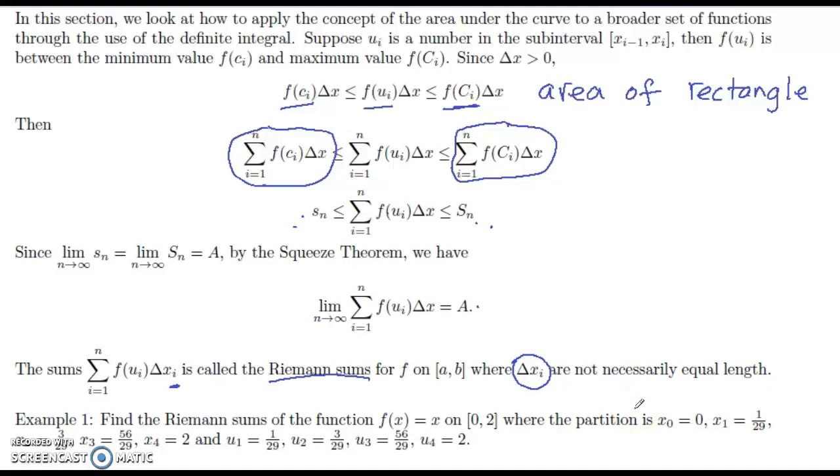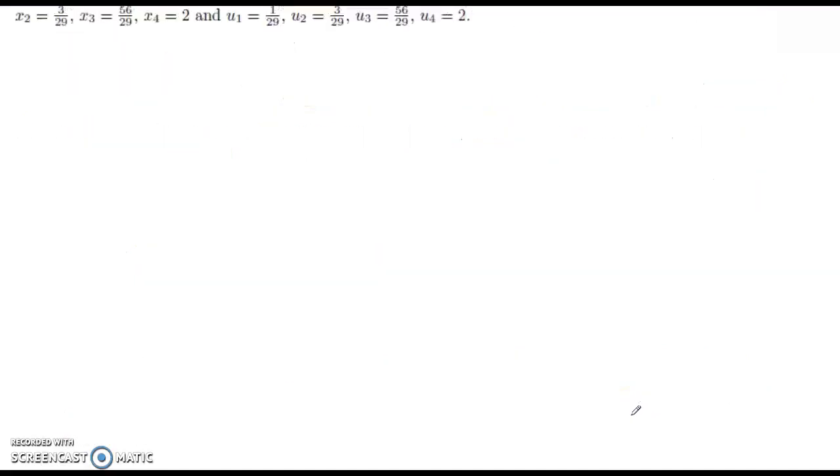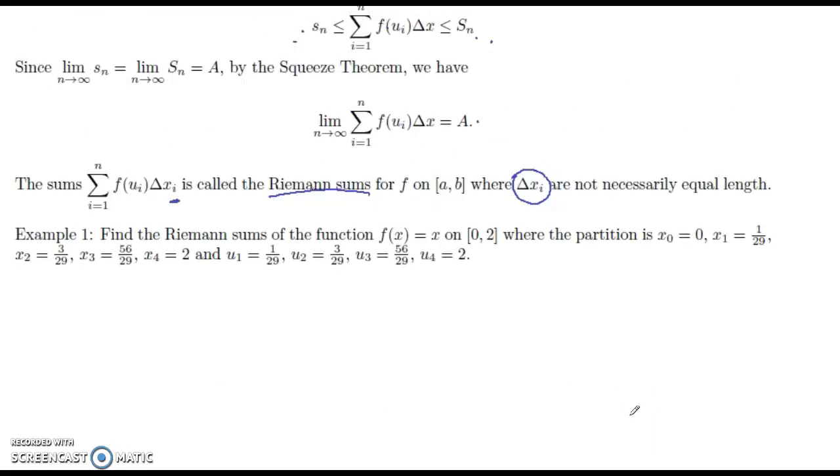What can be counted as a Riemann sum? The subintervals don't need to be equal width, and n doesn't have to be infinite. N can be just the number 4. So we want to find a Riemann sum of the function f of x equals x on the interval 0 to 2, where the partition is x sub 0 is 0, then 1 over 29.